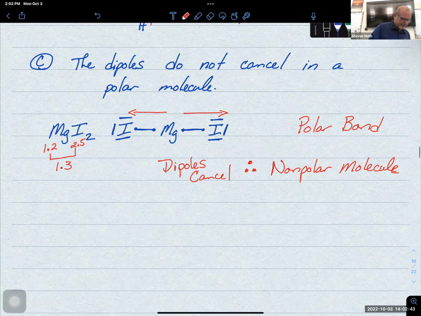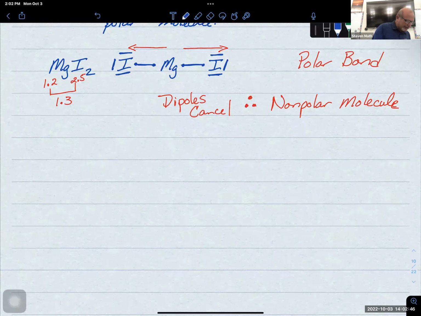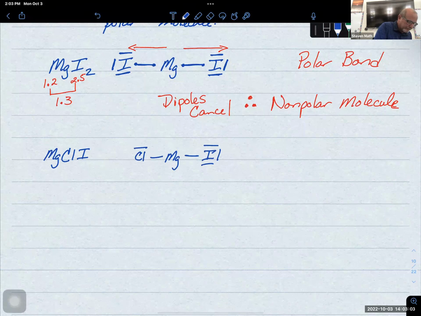What if we change it just a wee bit? And instead of MgI2, what if we did MgClI? Now, all of a sudden, half the molecule stays the same, but half the molecule changes. And now we need those values. Mg is still 1.2, iodine is 2.5, and Cl is 3.0.